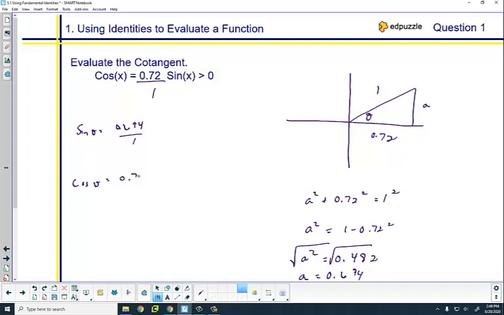Cosine is 0.72 over 1. And we know tangent is sine over cosine. Cotangent, I'm going to use cosine over sine. All right, so 0.72 divided by 0.694. And you should have gotten 1.037. And that's the answer I was looking for. So hopefully this one wasn't too bad. We did a little bit of this kind of stuff way back in chapter 4. Hopefully this wasn't too difficult.